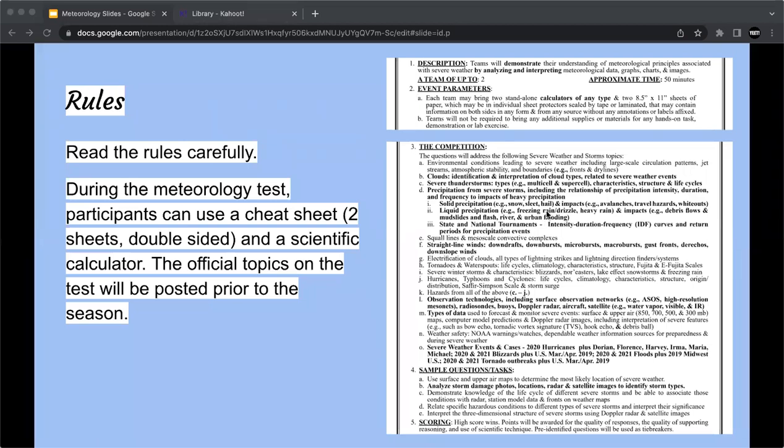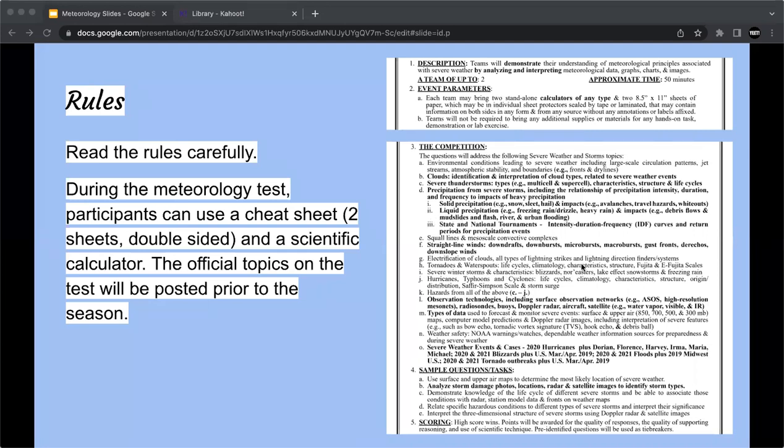The rules. Meteorology is a study event, so we can have a cheat sheet, which you can see in the number 2 event parameters. For the cheat sheet, we can have 2 sheets of paper, and it can be double-sided. So technically 4 sides of notes. You can also have a calculator. There aren't many questions that will need calculations, but occasionally there are. And over here in the third section of the rules, you can find all the topics.